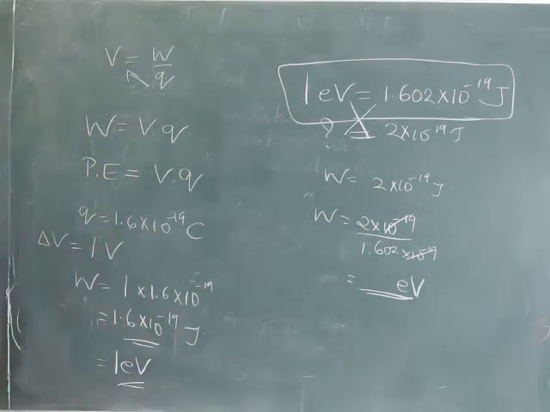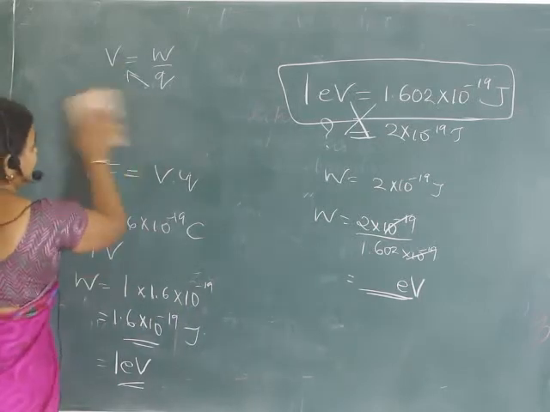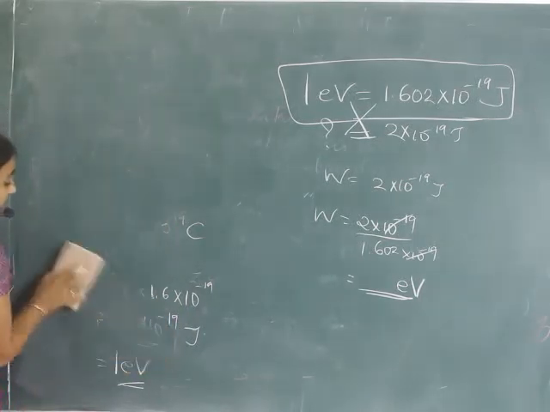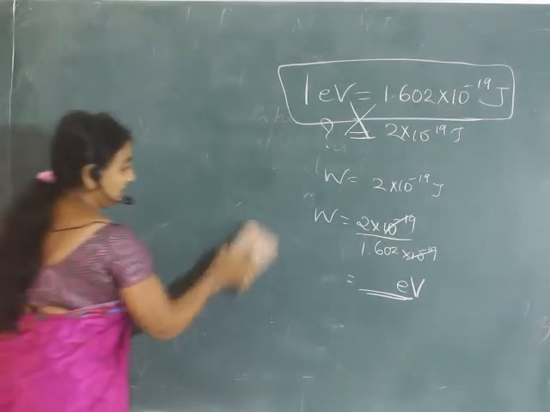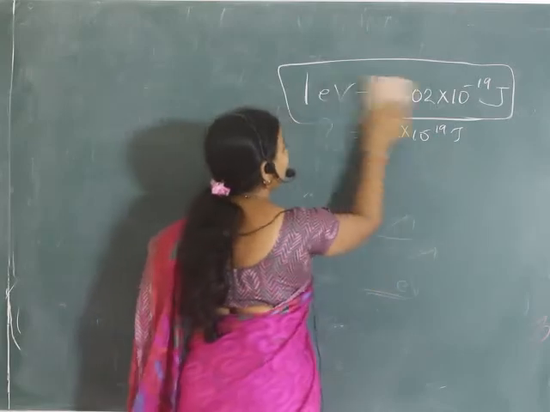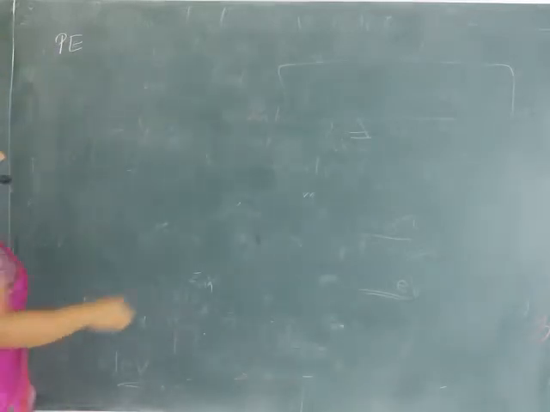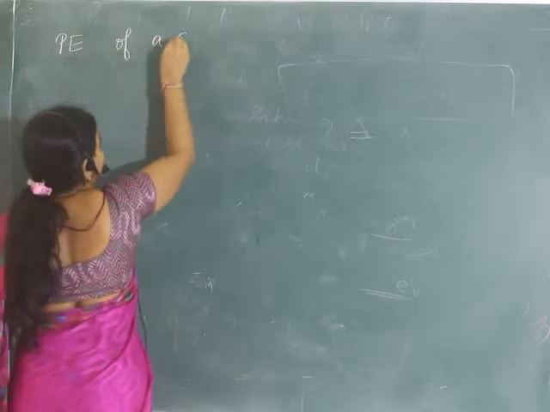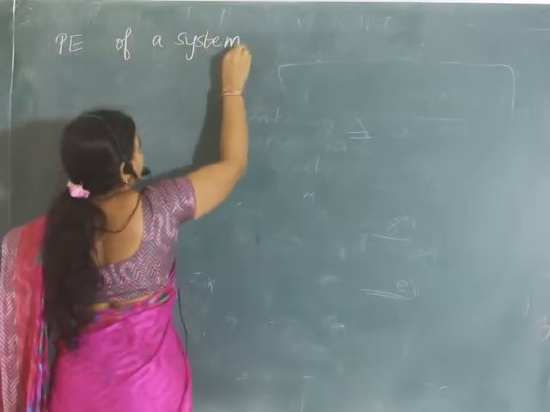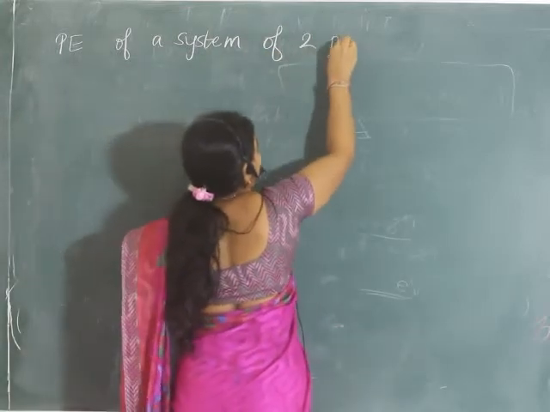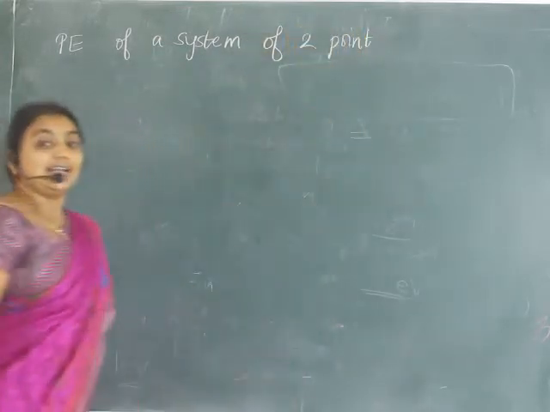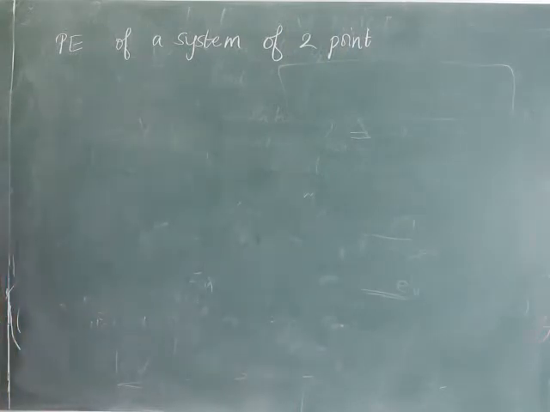Okay. Next, we have learned one derivation, that is to write the expression for the potential energy in the absence of the external electric field. In today's class, what we are going to learn is to derive the expression for potential energy of the system of charges, potential energy of a system of 2 point charges placed in an external electric field.